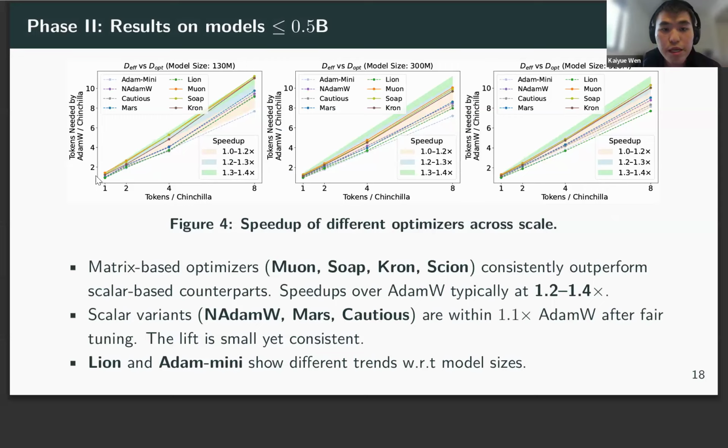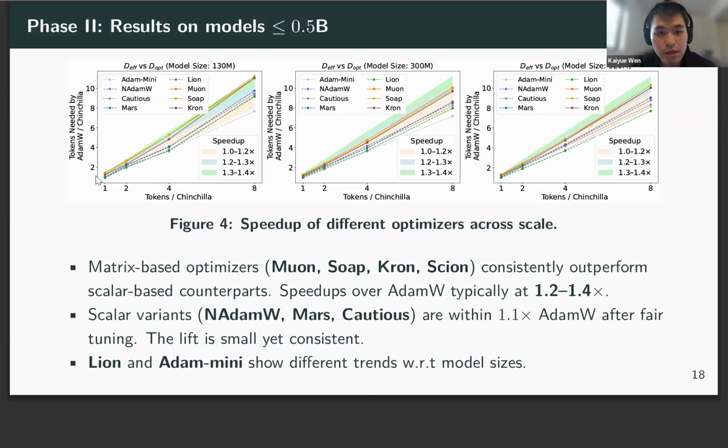And looking at how the speedup is measured, we consider the effective data size an optimizer needs to run to get the same loss as Adam. So a speedup of 1.2 means that the optimizer only needs to be trained on roughly 80% of the tokens to reach the same loss as Adam.